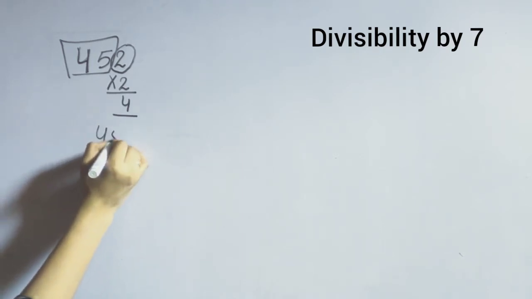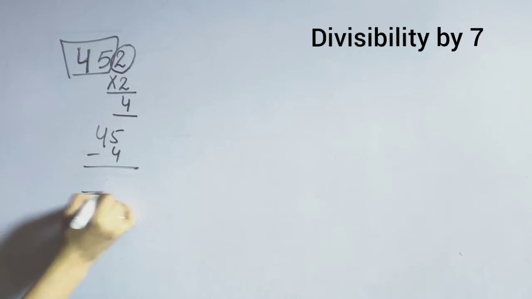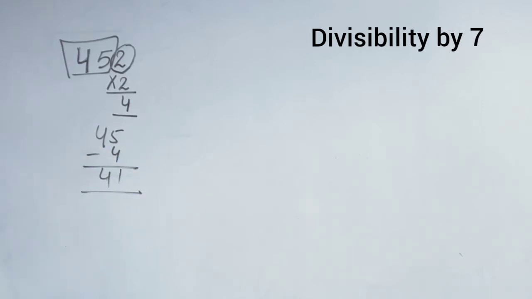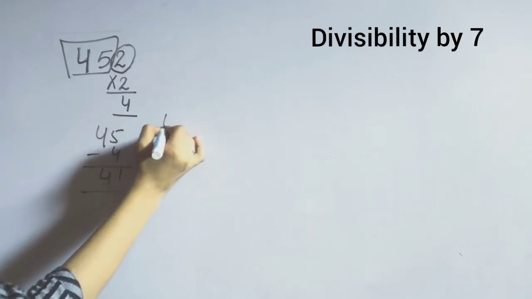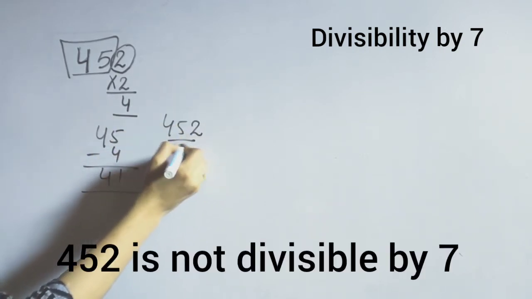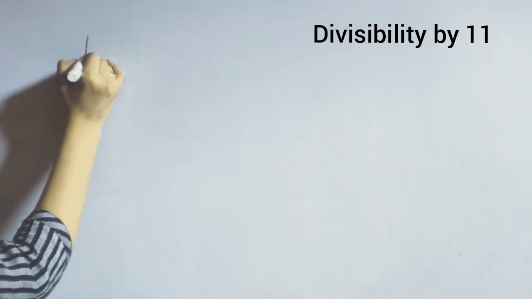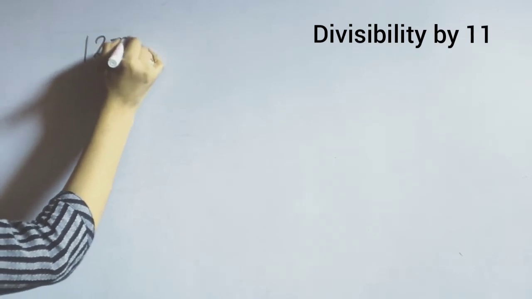So 45 minus 4, you will get 5 minus 4, 1 and here will be 4. So you can see that 41 is not divisible by 7. So 452 is not divisible by 7. Clear? Now students, we will discuss divisibility by 11 and here you have the number 1, 2, 3, 4.